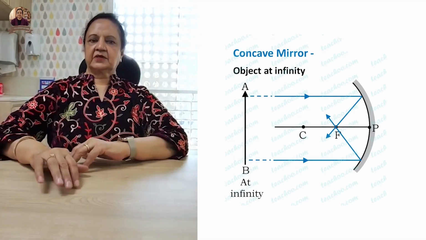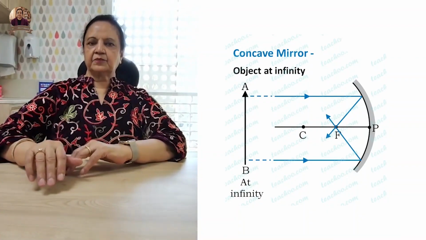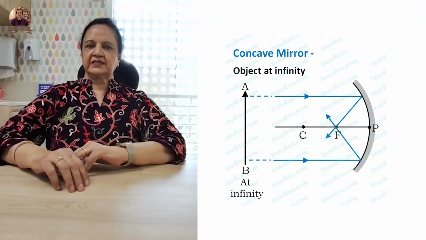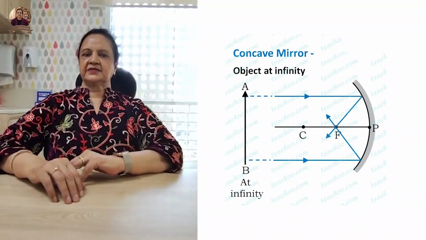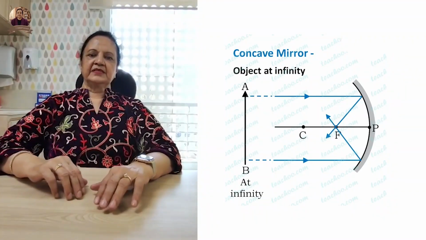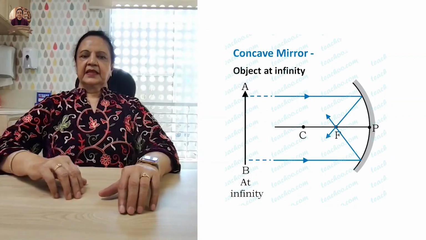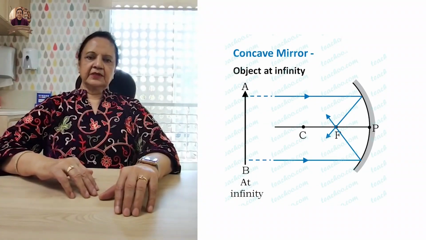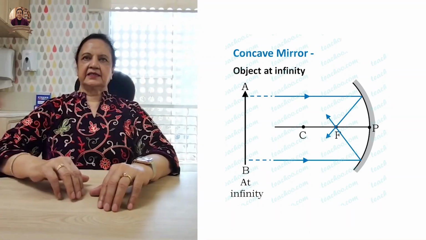Remember two rays per object. At infinity, image at F, point sized. Beyond C, image between F and C, diminished. At C, image at C, same size. Between C and F, image beyond C, enlarged. At F, image at infinity. Between F and P, image behind mirror, virtual and erect.